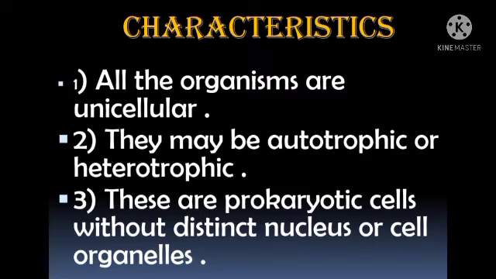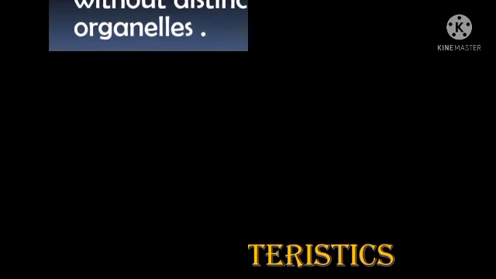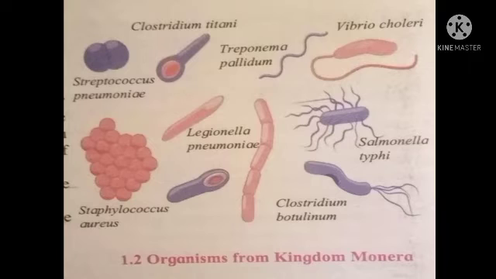The first one, all the organisms are unicellular. That is, organisms are of single cell. Second, they may be autotrophic or heterotrophic. That means some organisms can prepare their own food, and heterotrophic cannot prepare their own food. They will be depending for food on others. Third characteristic is these are prokaryotic cells without distinct nucleus or cell organelles. Let's see pictures of various organisms from kingdom Monera. In this image, you can see how various organisms of kingdom Monera look.